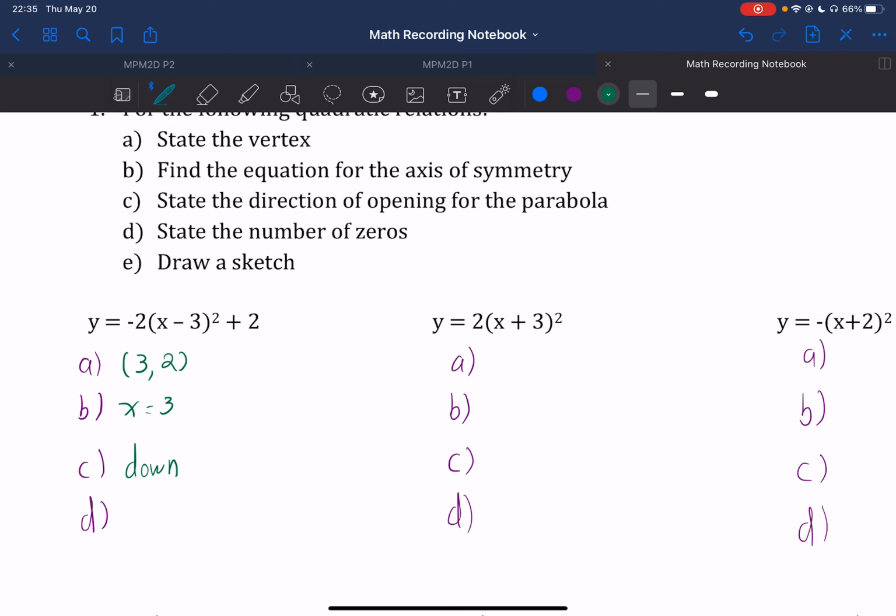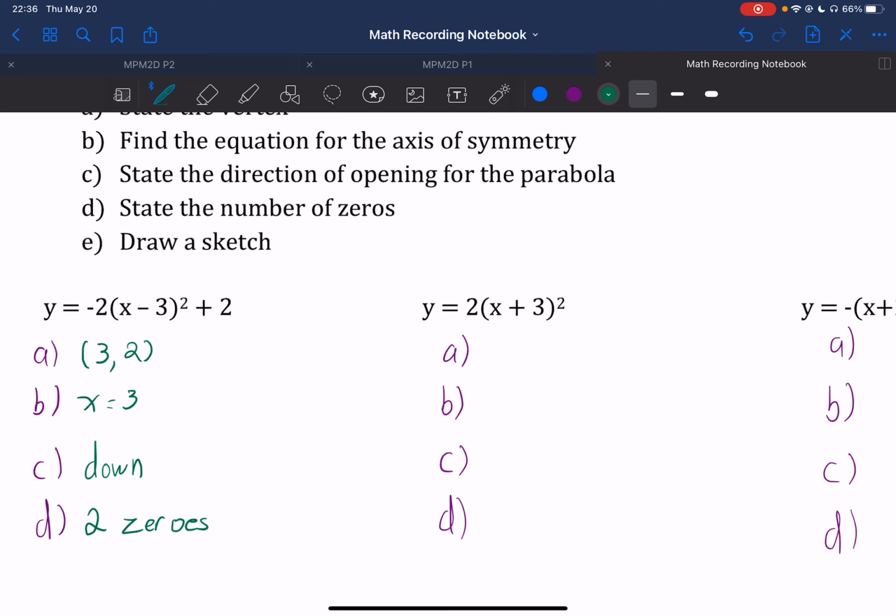D, state the number of zeros. So remember the hint that I was telling you: if the A and the K are opposite values, we're going to have 2. So if we look here, we have a -2 and a +2. These are opposite, so that means we're going to have 2 zeros, or x-intercepts, or roots, all of them meaning the exact same thing.